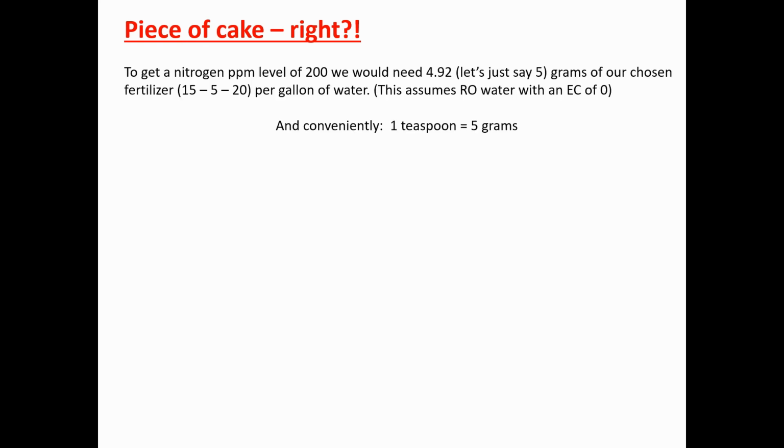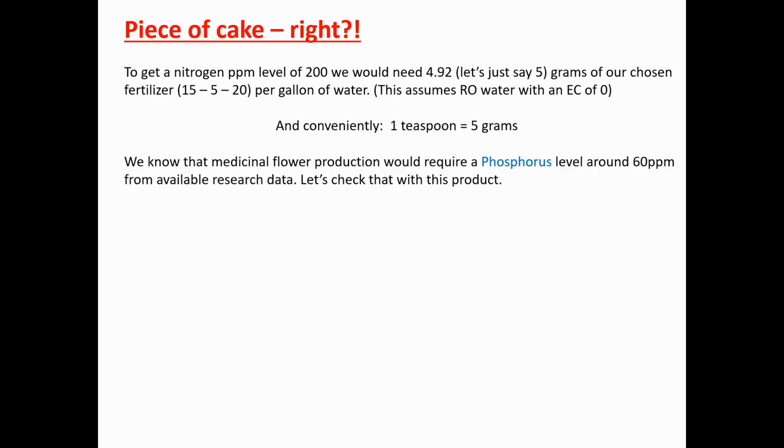We now know to get a nitrogen ppm level of 200, we would need to add 4.92 grams, and it's easier just to say 5, of our chosen fertilizer, being the 15-5-20, into 1 gallon of water, and that's going to give us 200 parts per million nitrogen for our nutrient solution. And conveniently, 5 grams equals 1 teaspoon. So we've made our mix up originally now based on how much we put in of our fertilizer to get to 200 parts per million nitrogen.